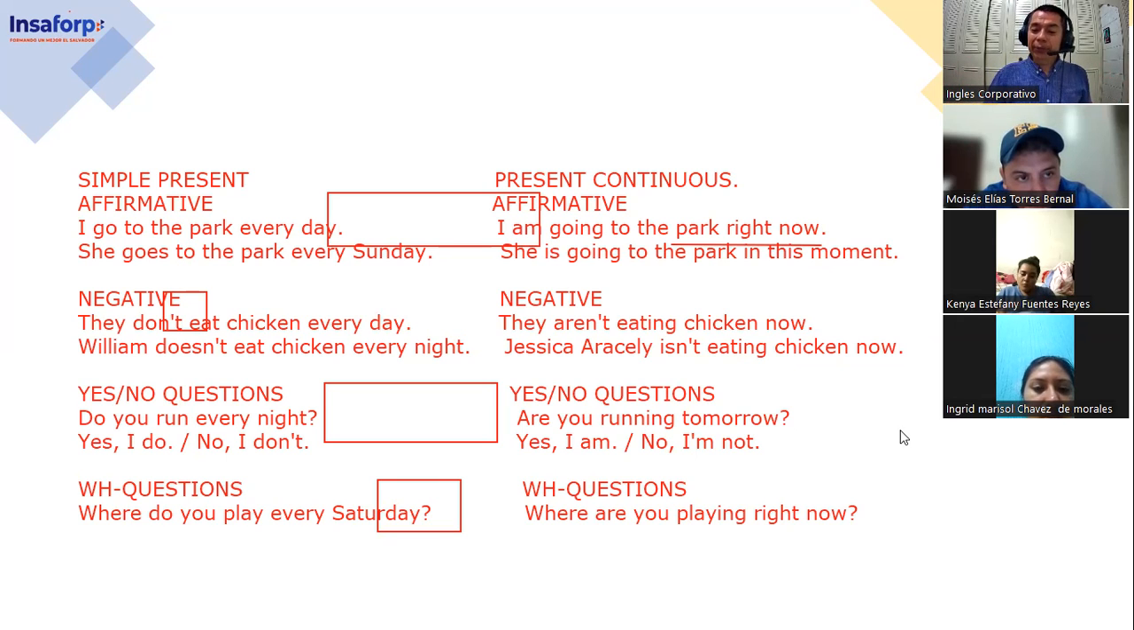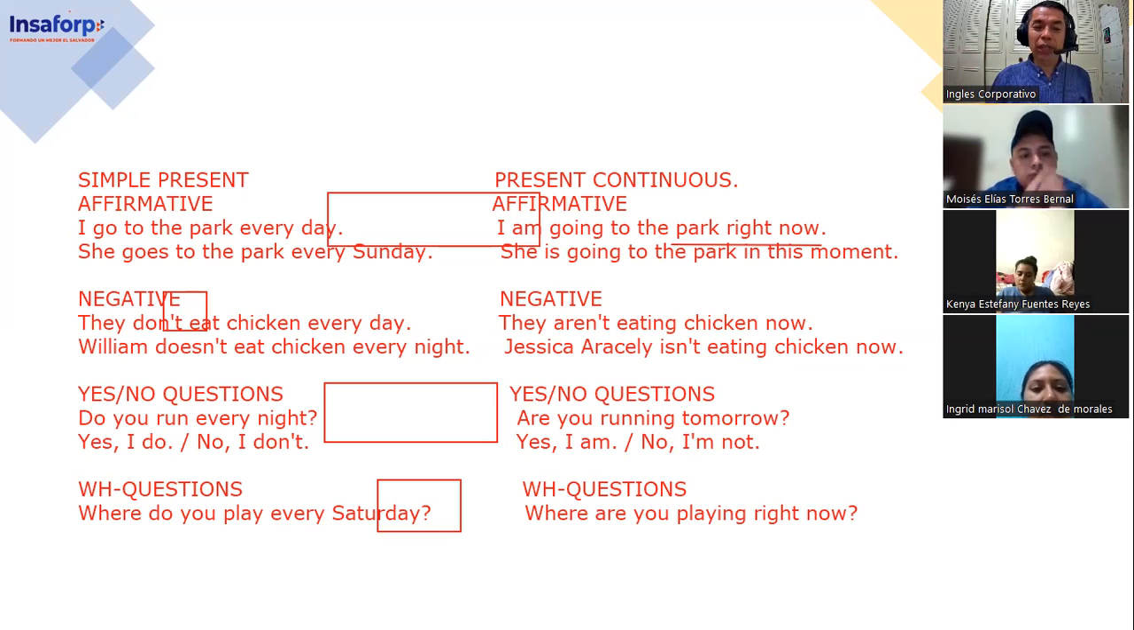Vamos a usar el auxiliar solo en negativo y en preguntas, ya sea preguntas de sí y no, que son preguntas cerradas, y las preguntas de información o WH questions, que son abiertas.